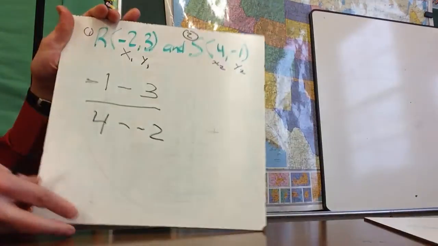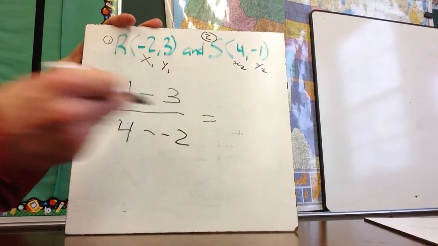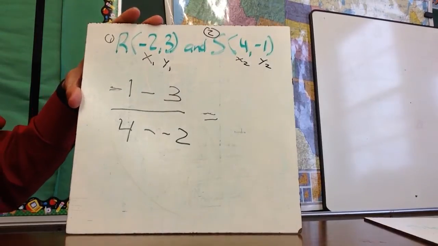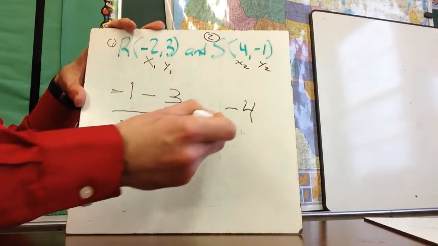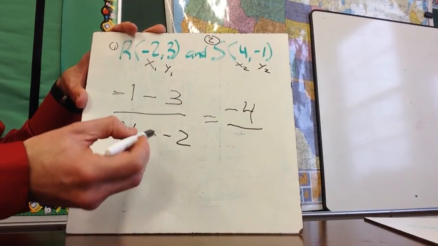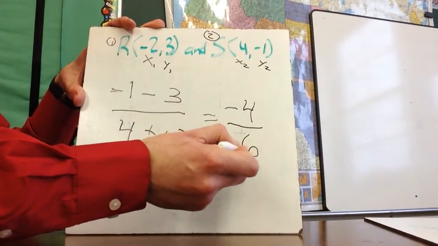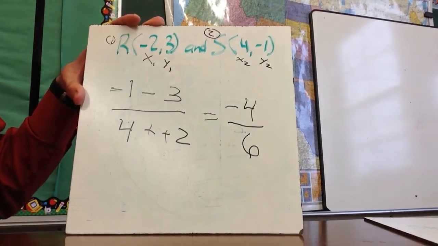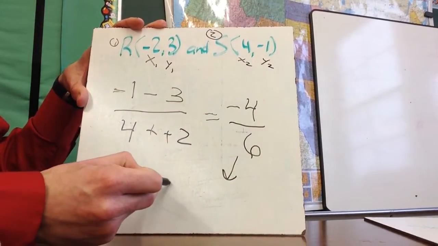So, coming back to the problem we're solving, negative 1 minus 3, and this is where sometimes it gets confusing, so just be careful. Negative 1 minus 3 is negative 4 over 4 minus negative 2. Remember there's a trick where we can turn those both into pluses, and this becomes 6. Negative 4 over 6. Now I just need to reduce that, and so my slope is going to be negative 2/3.